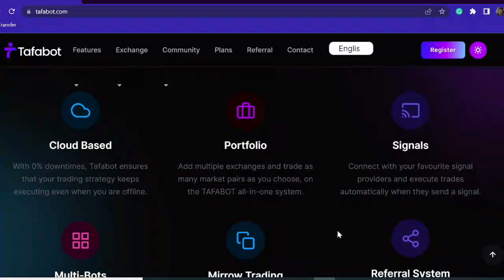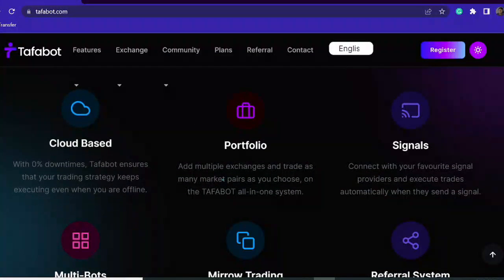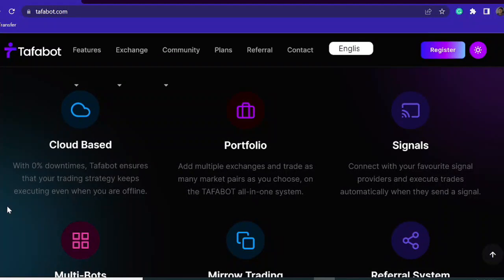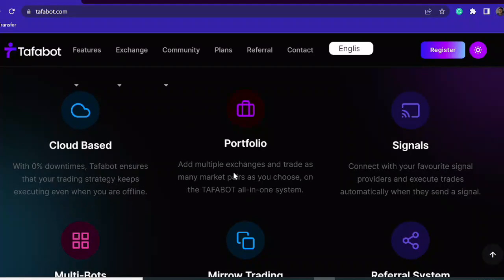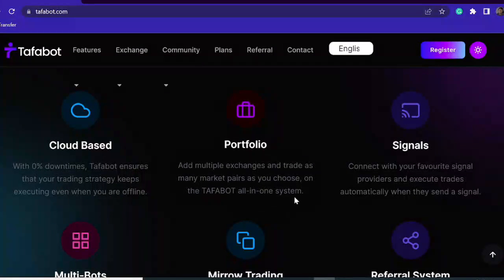They are now telling us that with zero downtime, Tafabot ensures that your trading strategy keeps executing even when you're offline, because it is cloud based. Now let's look at the portfolio. Here they say you can add multiple exchanges and trade as many market pairs as you choose on the Tafabot all-in-one system. That sounds great.